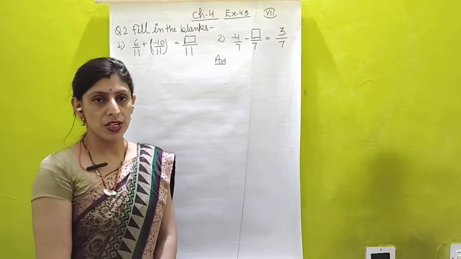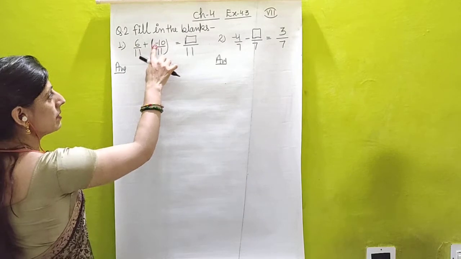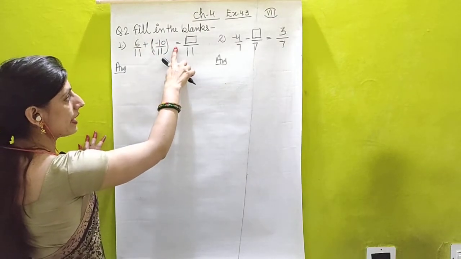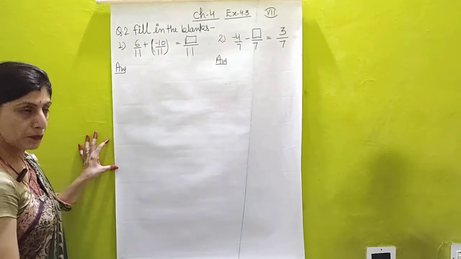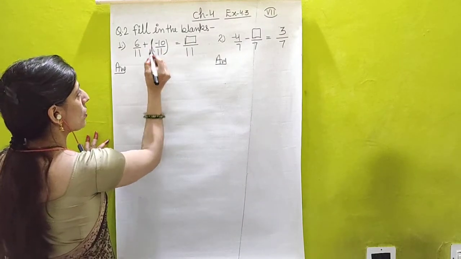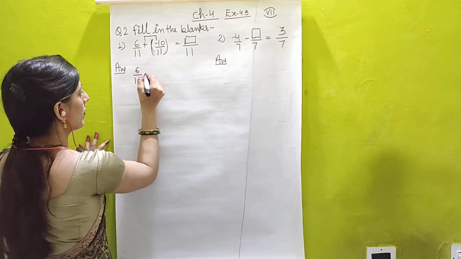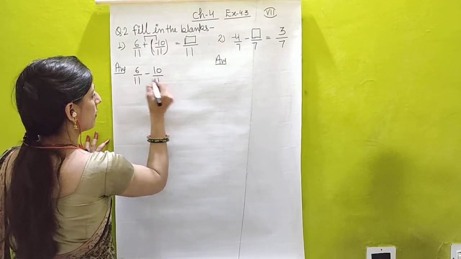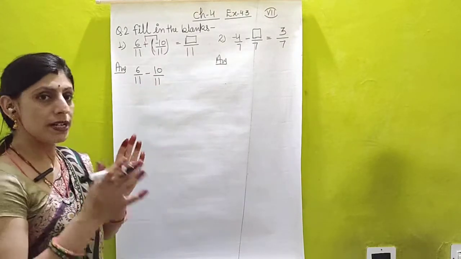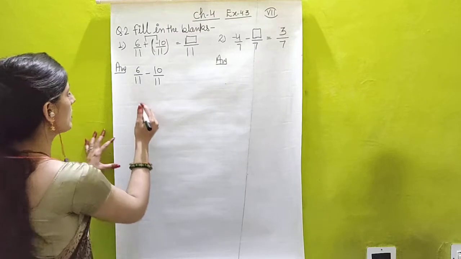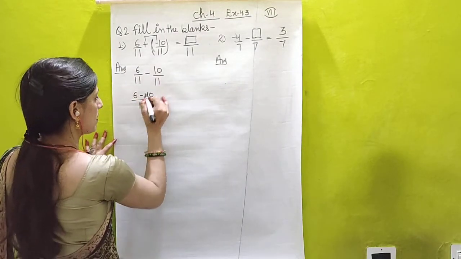Now students, question number 2, that is fill in the blanks. 6 upon 10 plus minus 10 upon 11, equals a blank, with 11 downside. So students, first of all we will solve this. Plus and minus will be minus: 6 upon 11 minus 10 upon 11. Denominators are the same, so the LCM will be the same, 11. Then the numerators will come upside.